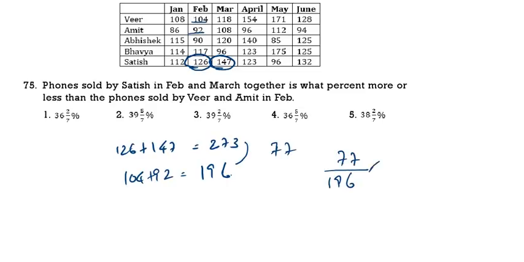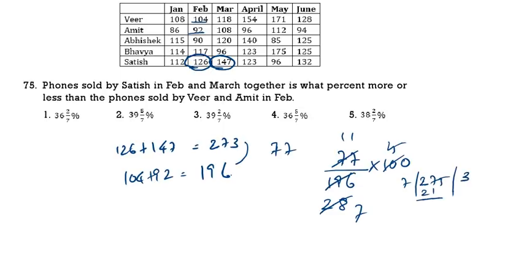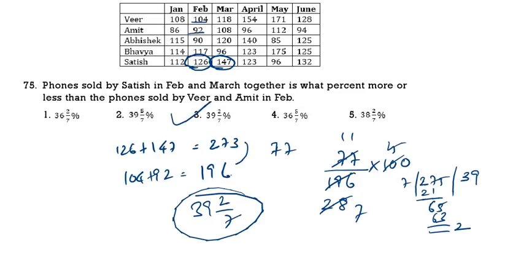From where? 77 by 196 into 100. Now 7 11s, 7 2s, 7 8s. Then 4 7s, 25. 25 into 11, 275. 275 if you divide by 7, 7 3s 21. 7 9 63. The remainder 2. So 39 2 by 7. 39 2 by 7 is the correct answer. Next question.